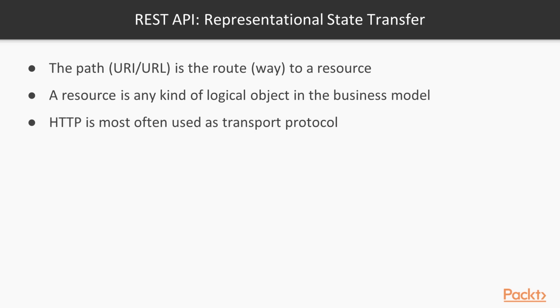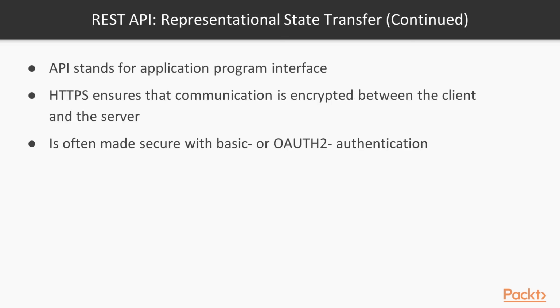HTTP is most often used as the transport protocol. JSON is used as the preferred data format. API stands for Application Program Interface. HTTPS ensures that communication is encrypted between the client and the server. A REST API is very often made secure with BASIC or OAuth2 authentication.